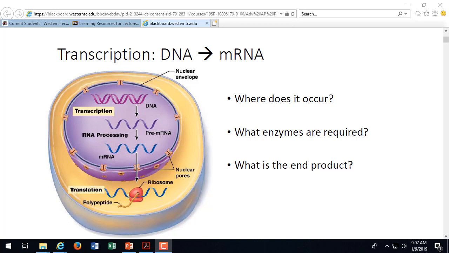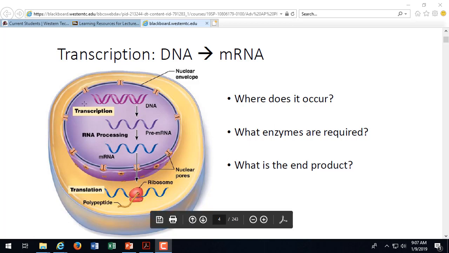So looking at enzymes, same enzymes are required, except it's RNA polymerase coming in instead of DNA polymerase to make that messenger RNA. And again, notice that that messenger RNA is a single-stranded molecule instead of double-stranded.